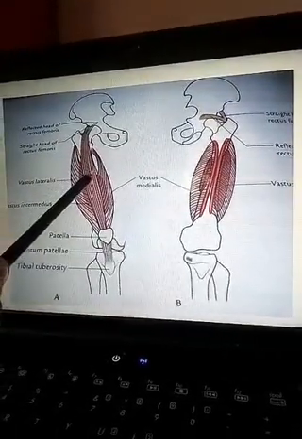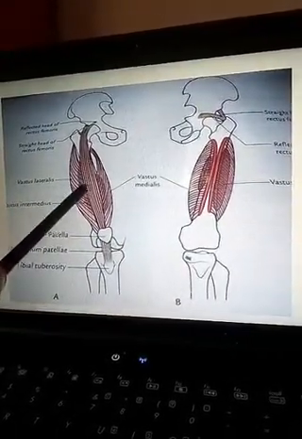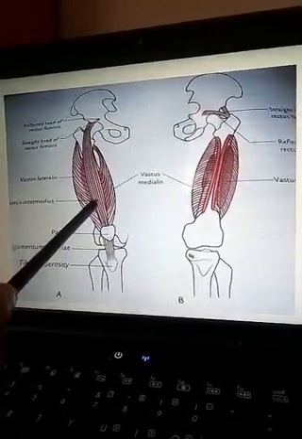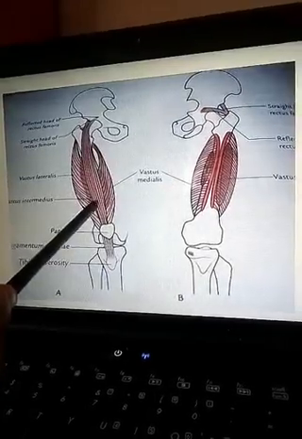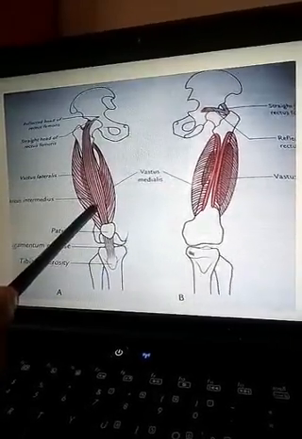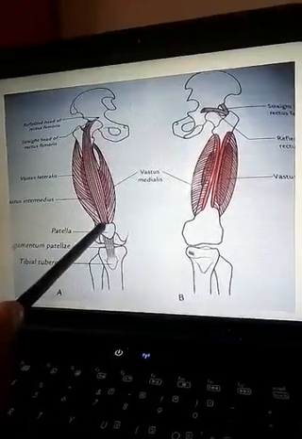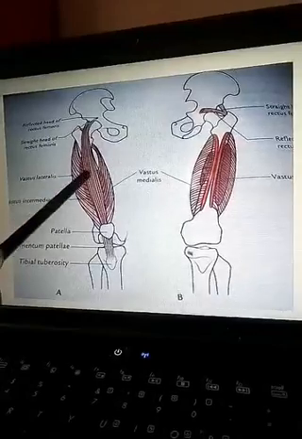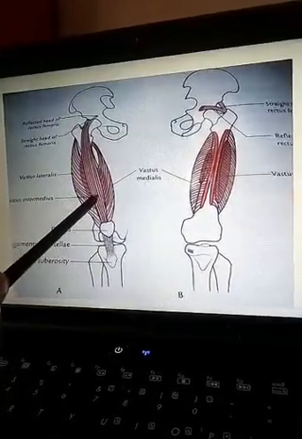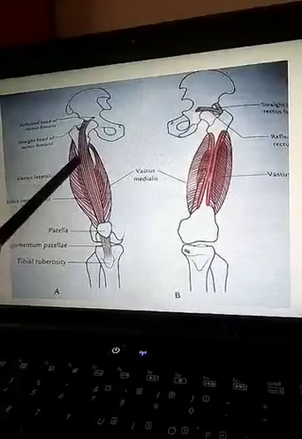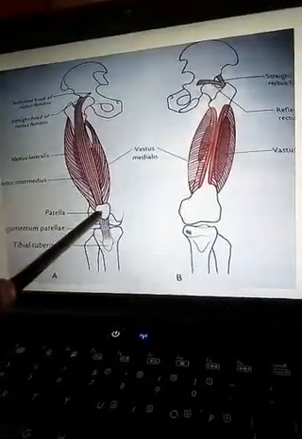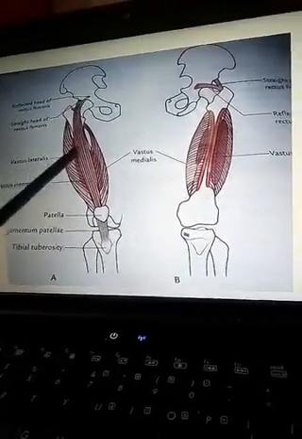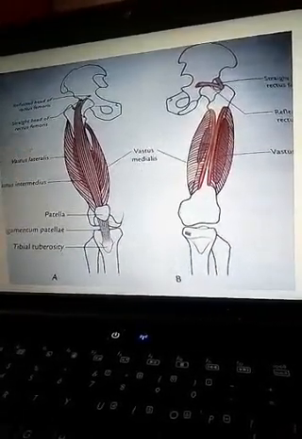The two heads meet at an acute angle and form a fusiform belly which occupies the front of the thigh. In the lower one-third of the thigh, the muscle ends in a flat tendon which descends vertically downwards and inserts into the base of the patella. This muscle is supplied by posterior division of the femoral nerve. Now its actions are: it extends the knee and flexes the hip. It is also known as kicking muscle.